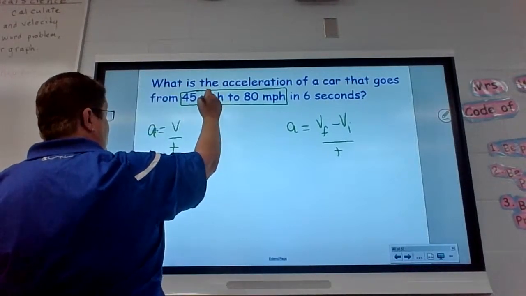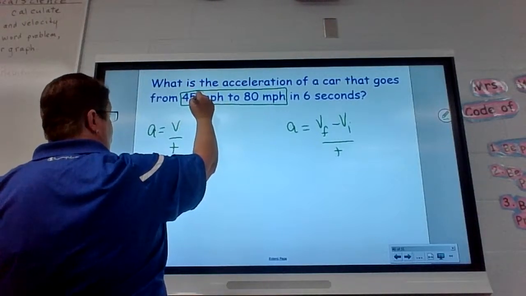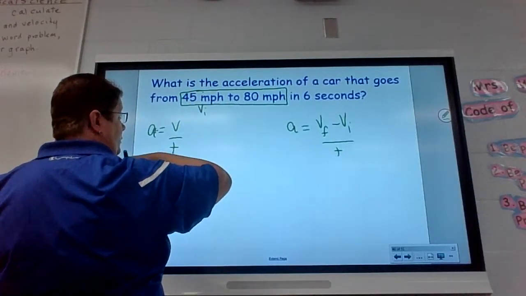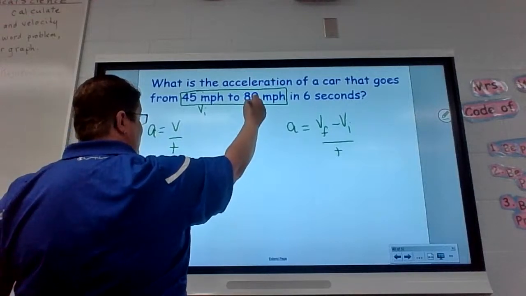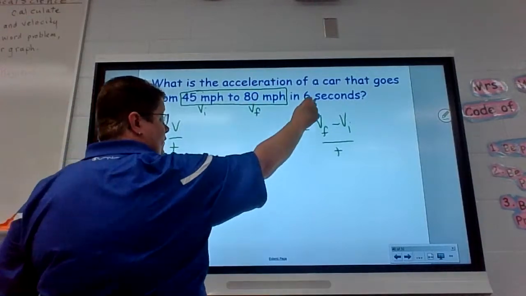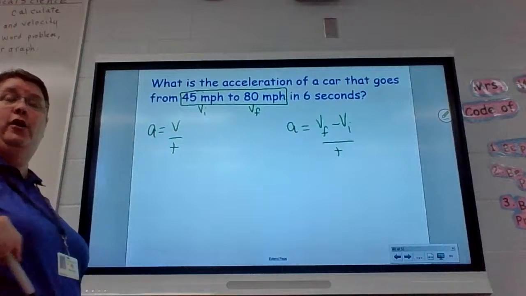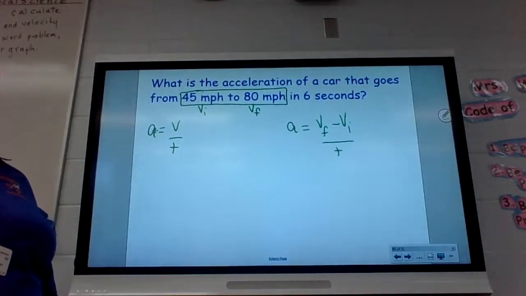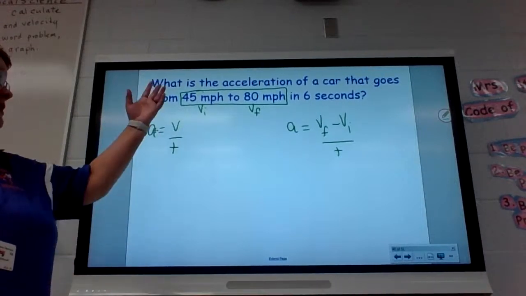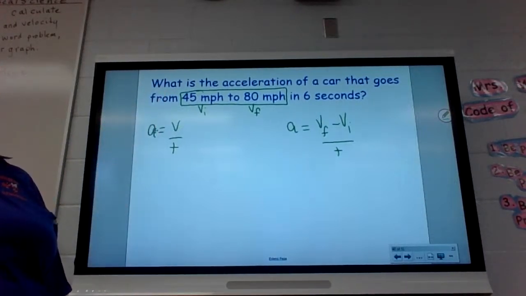So this, being first in the problem, is the initial. This being last is the final, for those of you who want to use the formula the way it's written on the sheet. That's how it's designed to be used on the reference table. The first is VI, the second one is the final. Okay? Is it safe to almost always assume that the bigger number subtracts, you don't have to worry about?